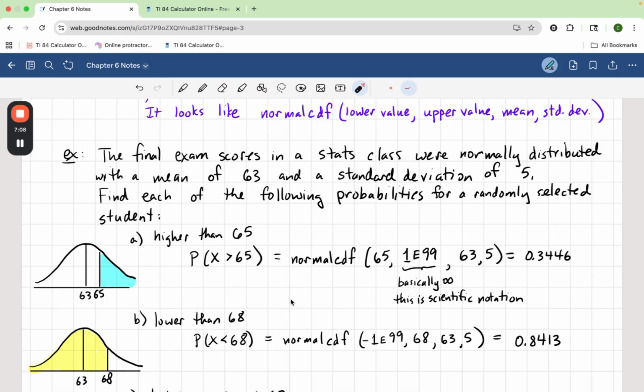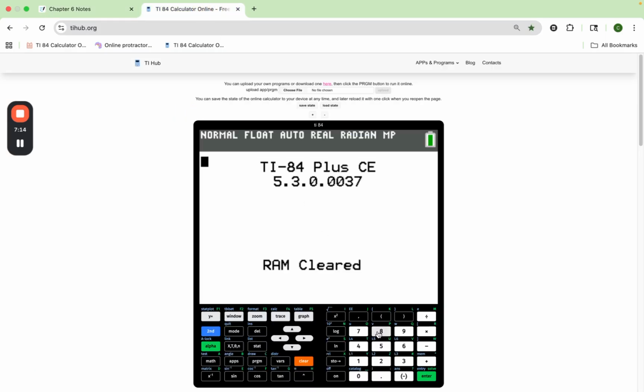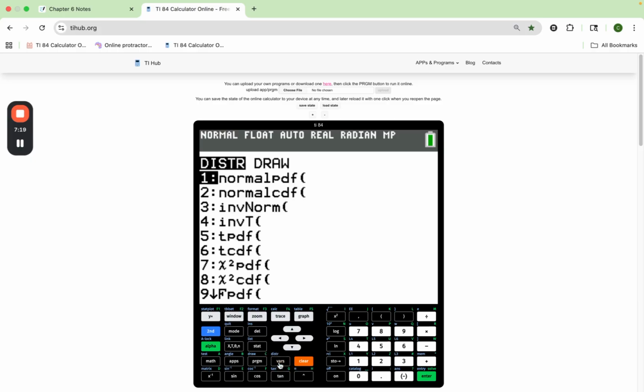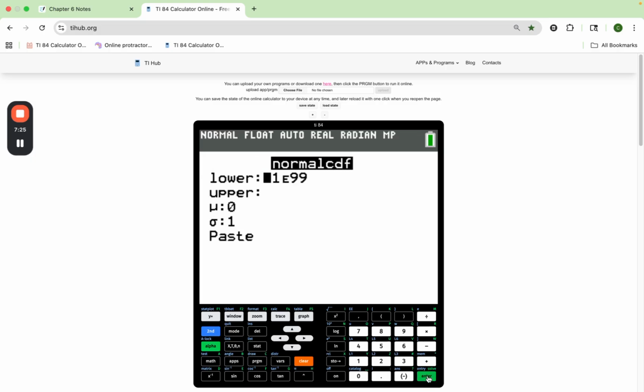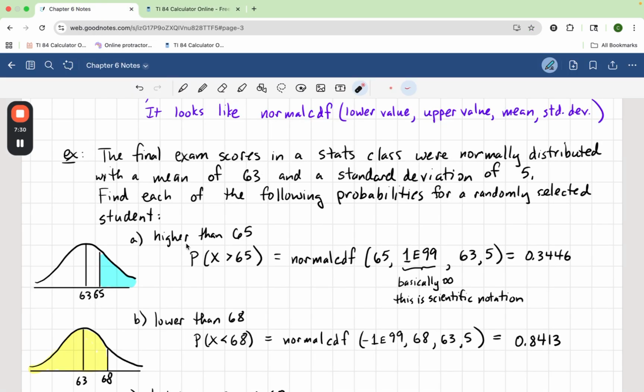So let's go through the steps on the calculator, all right? So we're going to go over here to our calculator, and we're going to go to second Distr, which is above VARS. And then we want to go to normalcdf. And then it's going to give you a lower value. So think about the curve, x greater than 65 right here. So this is going to go from 65 out to infinity. All right, your calculator can't have infinity as an input, so therefore we use this 1E99.